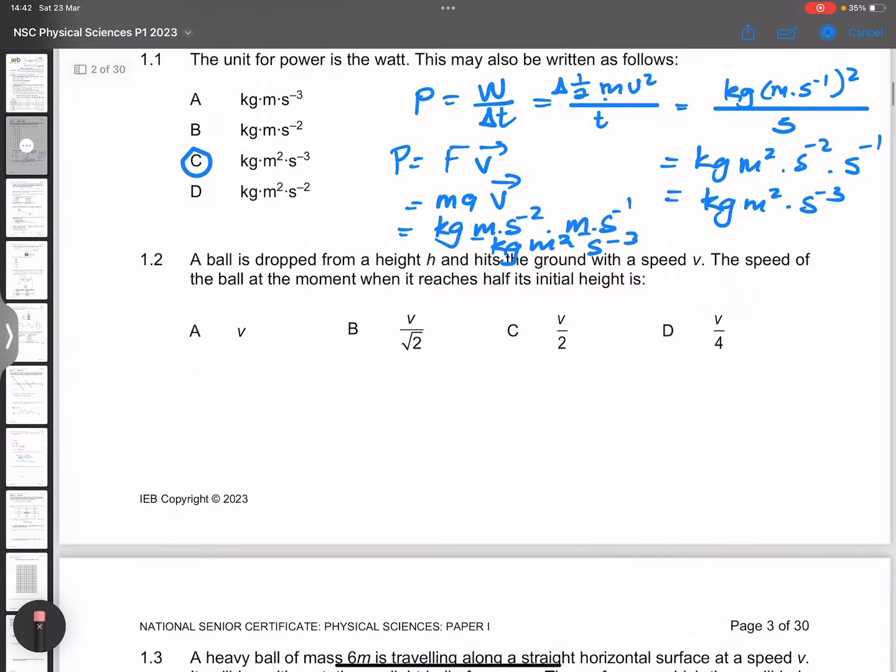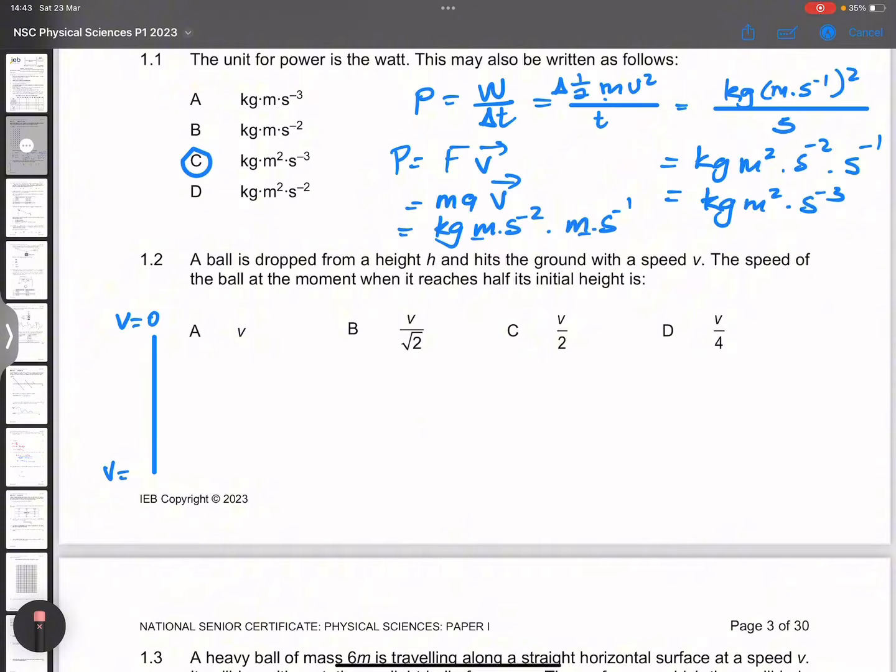Okay, right, let's go on to the next one. They say a ball is dropped from a height h and hits the ground with a velocity v, right? They say the speed of the ball at the moment when it reaches half its initial height. Okay, so if you think about it, so suppose here we are, we've got a ball, we're dropping it, we know its initial velocity is 0, right? We want to find the final velocity, right?